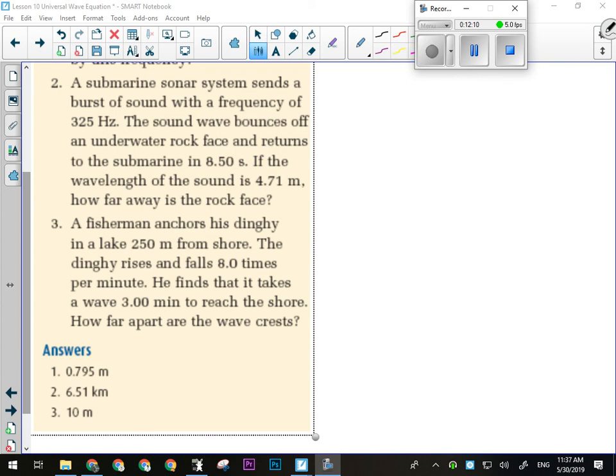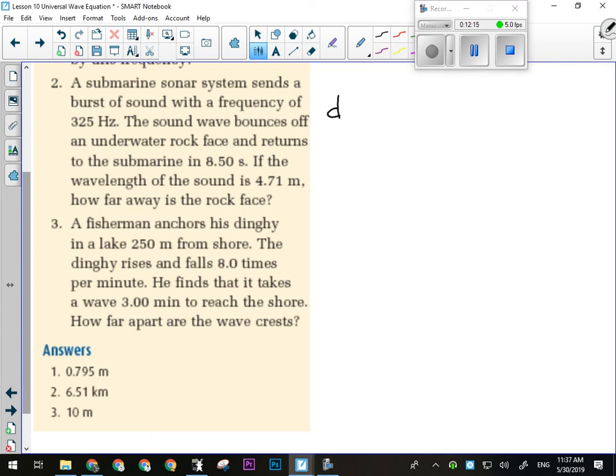Okay, so for number 2, we're being asked to find out how far away the rock face is. So we're looking for the distance. In order to get distance, I'm going to need speed, which I also don't have yet, and time, which I do have. It tells me that the wave bounces off the rock face and returns in 8.5 seconds, which means how long does it take to get to the rock face? 4.25, right? So I'm going to use that time instead.